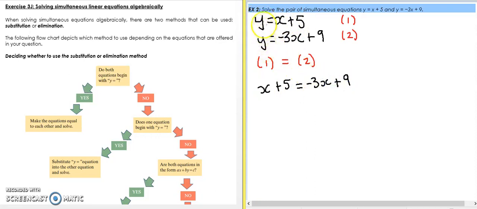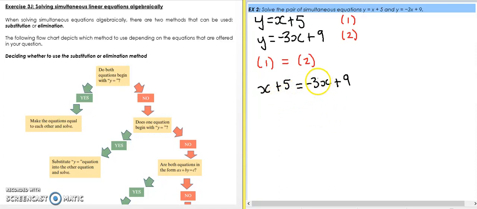Because both of these are y, these two have to be equal to each other. X plus 5 is also the same as negative 3x plus 9, because both of these are equal to y. So we can say that one thing is the same as the other because of the equal sign. And what we're going to do now is go ahead and solve for x. The only problem we run into is that we have x's on both sides.